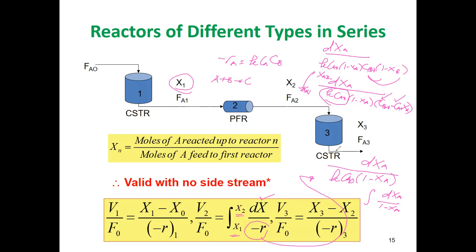Okay, that is in these particular cases that I place here. So it's on a case-to-case basis. It can be first order. It's easier if it's zero order, because there is no concentration term. So you only have dXA over k. So the integral is XA. All you have to do is substitute the limits here.